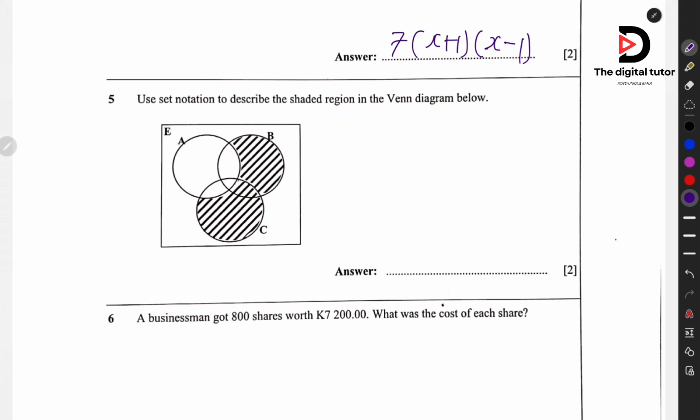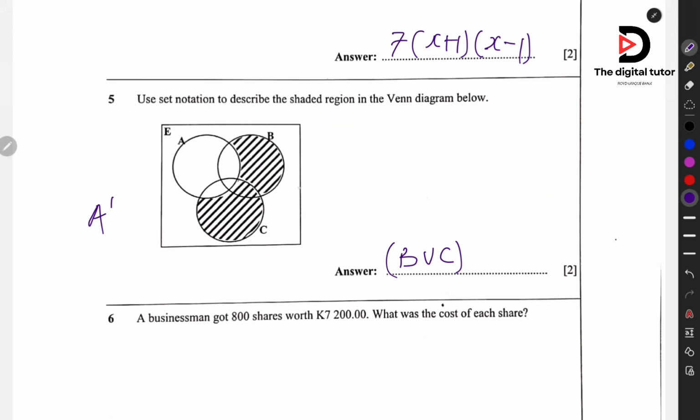Now if you look at this, A and D, B and C is shaded, but A is not shaded. So since B and C is shaded, this is just the same as B union C. Okay, so B union C. Now, again, the one that is not shaded, if we say A complement, which means excluding that, so this set represents A complement.